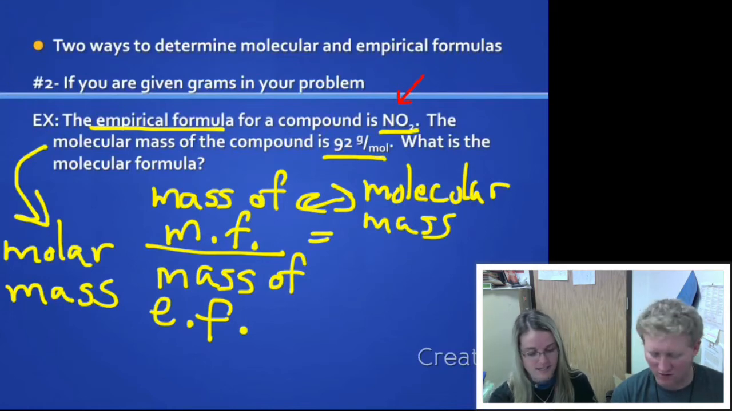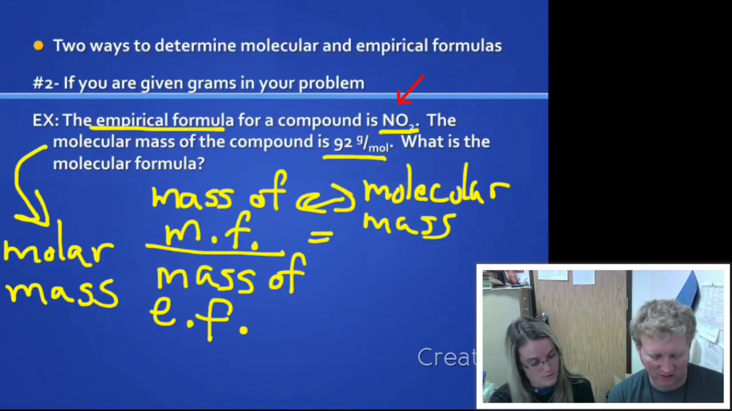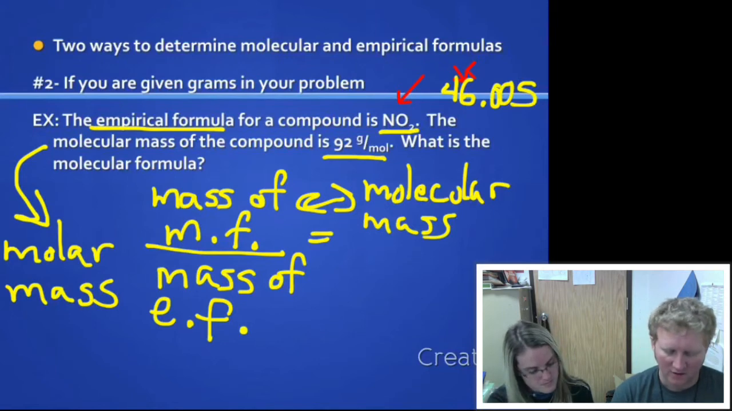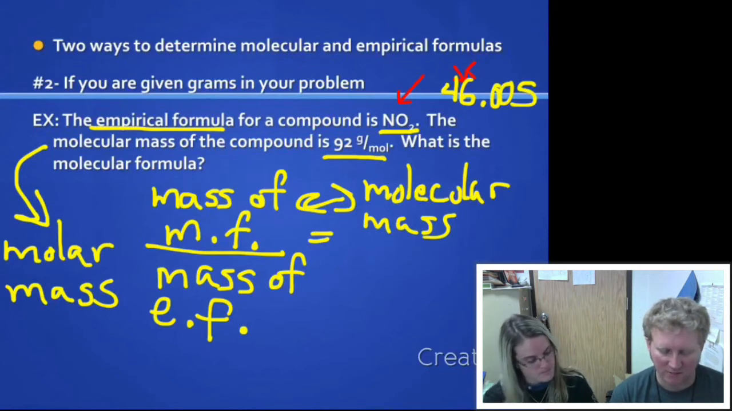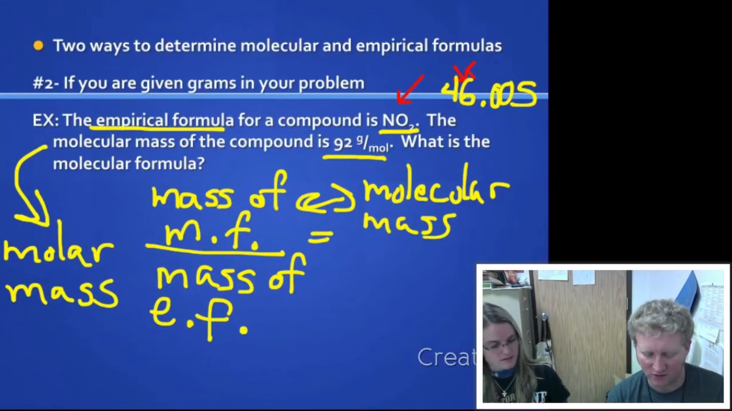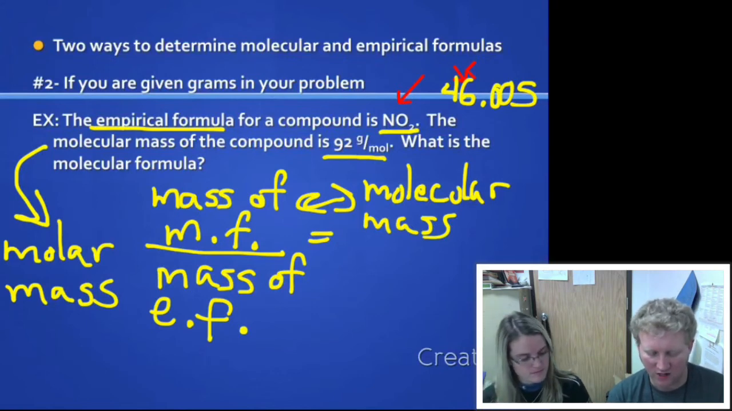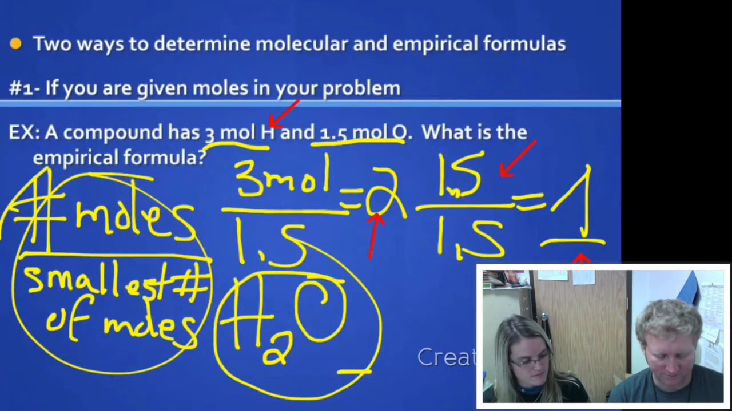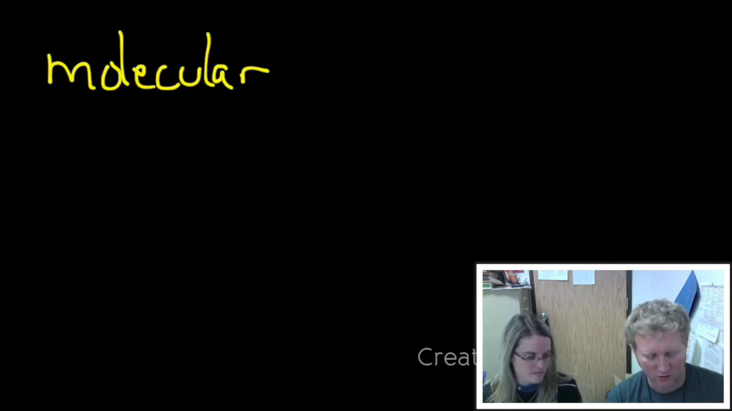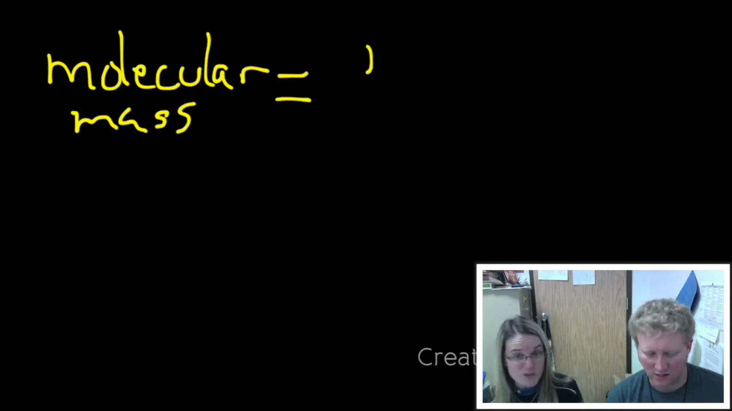There we go. So I got a molar mass, or molecular mass, of the empirical formula was 46.005. Okay. This is getting a little bit messy, so I'm gonna clean it up just a little bit. So we've got, let's see, we had molecular mass, which was 92.